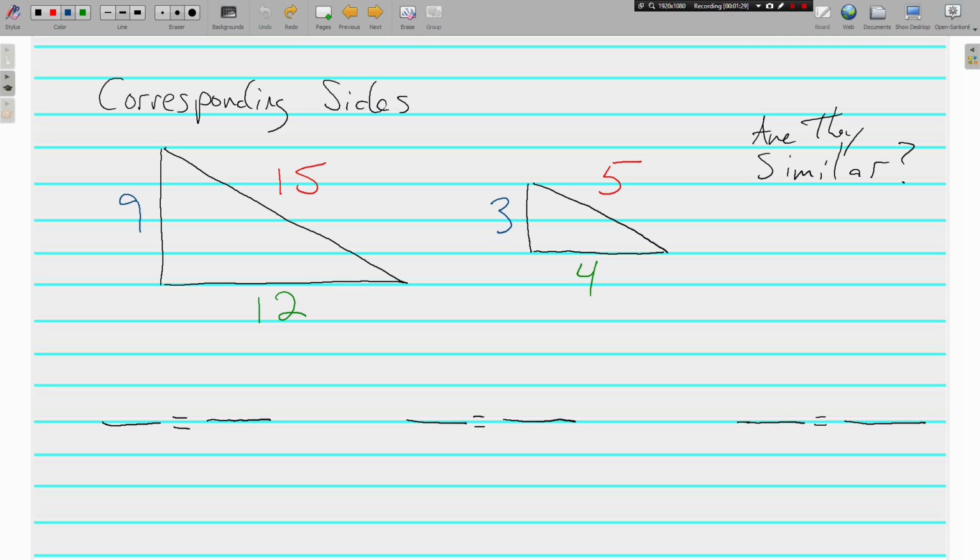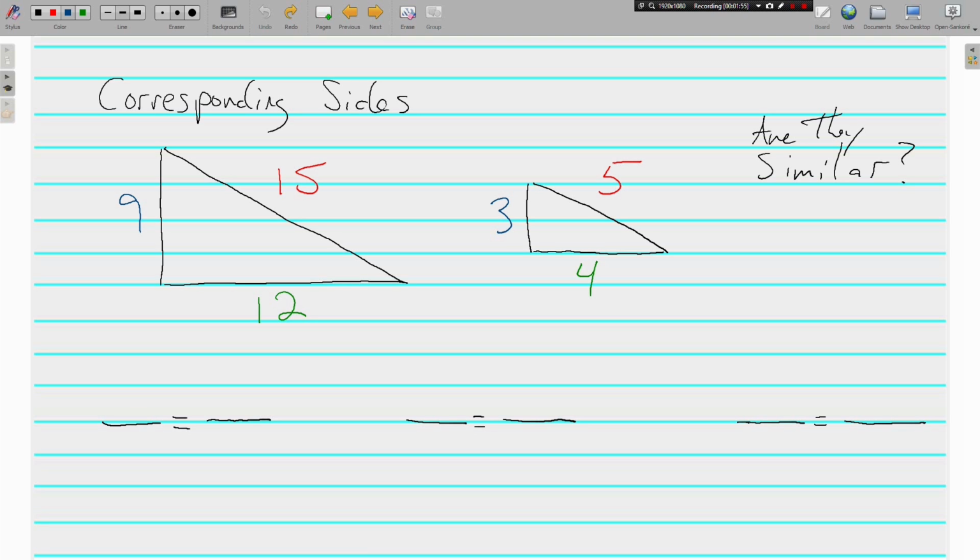9 and 3 represent corresponding sides because they're both on the left side of the triangle. The bottoms of the triangle are written in green, and the diagonal line, the hypotenuse of these triangles, is written in red. Okay, the matching colors are corresponding sides because they are in the same relative location.